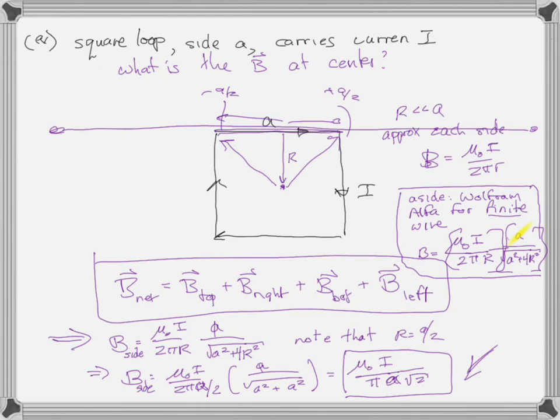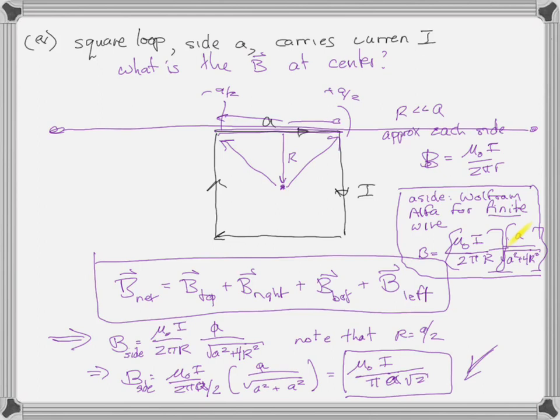So think about the top side now. The top side has a magnetic field in the center of mu naught I over square root of 2 pi A. But what's the direction of that? Use the right-hand rule. Put your thumb in the direction of the current, which for the top side is to the right. So your fingers in the center of the loop go into the loop. Let's do that for each side now.